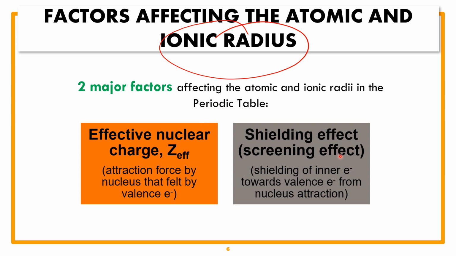The second factor is shielding effect or screening effect. This shielding effect is caused by the inner electrons in an atom or ion. The inner electrons will shield the valence electron from the nucleus attraction. So here, the more shielding effect, the bigger the atom and also the ion. Why? Because inner electrons protect the valence electron from being attracted by the nucleus. So, we are going to use these two factors in our explanation in order to discuss each of the categories.